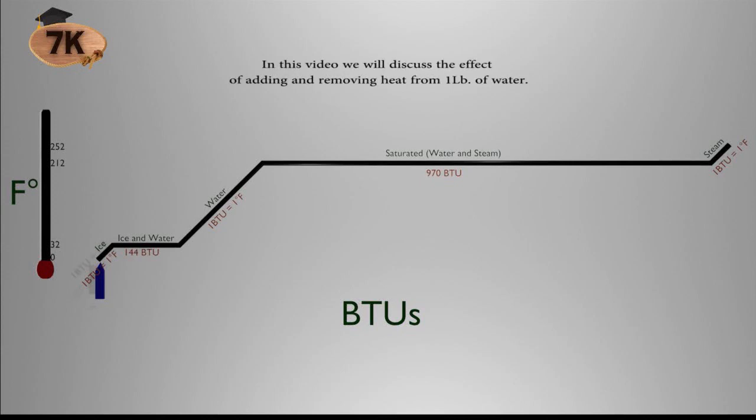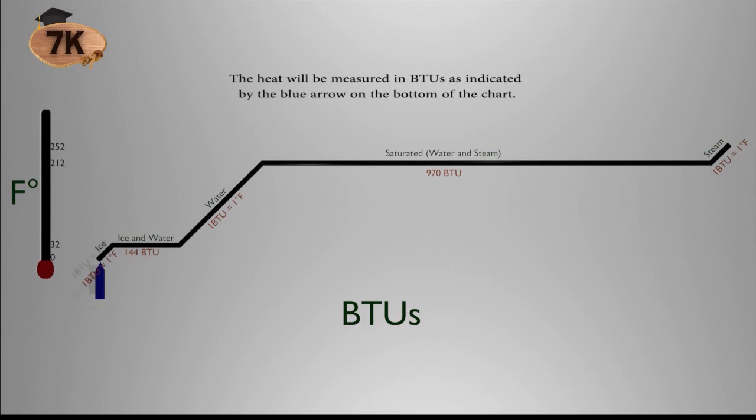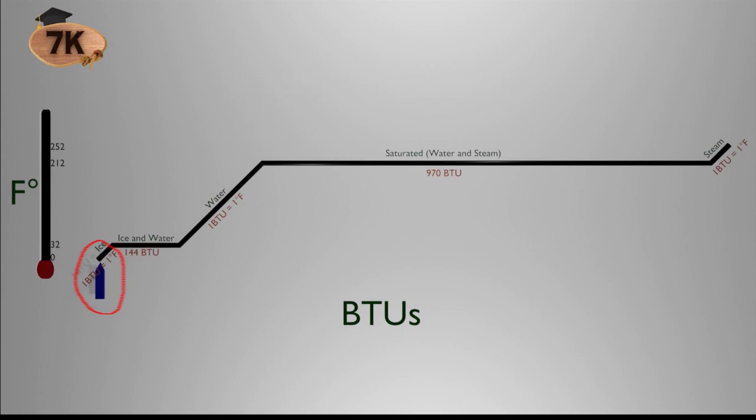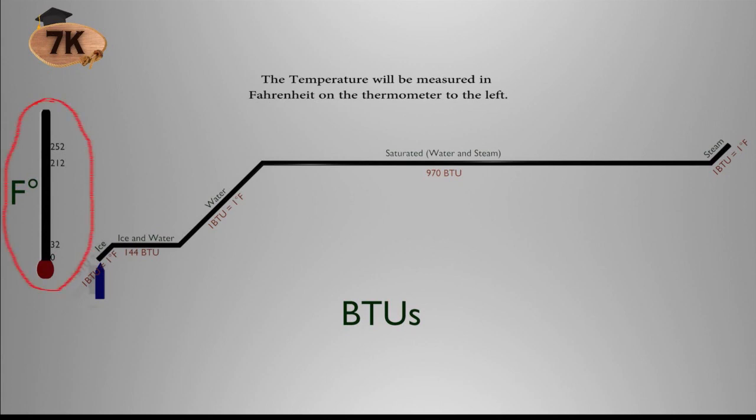In this video we will discuss the effect of adding and removing heat from 1 pound of water. The heat will be measured in BTUs as indicated by the blue arrow on the bottom of the chart. The temperature will be measured in Fahrenheit on the thermometer to the left.